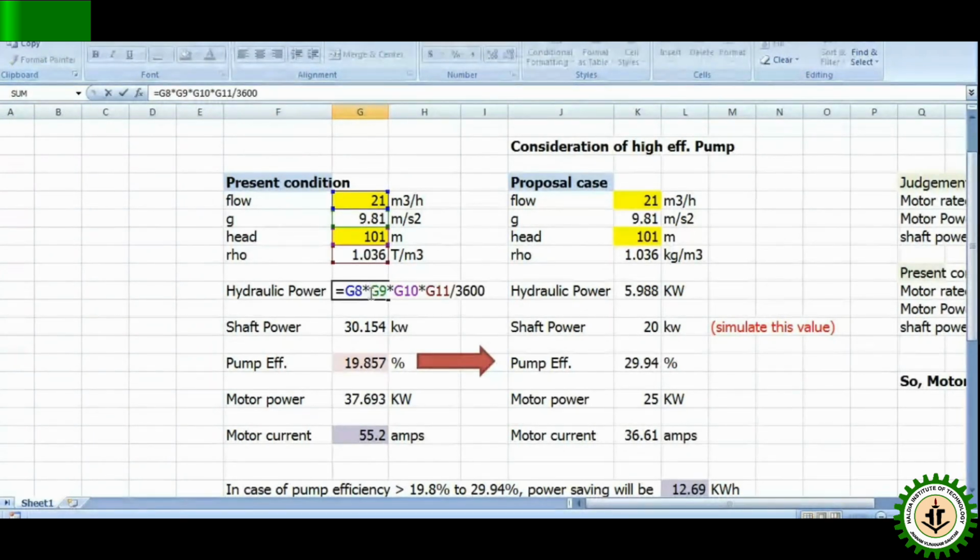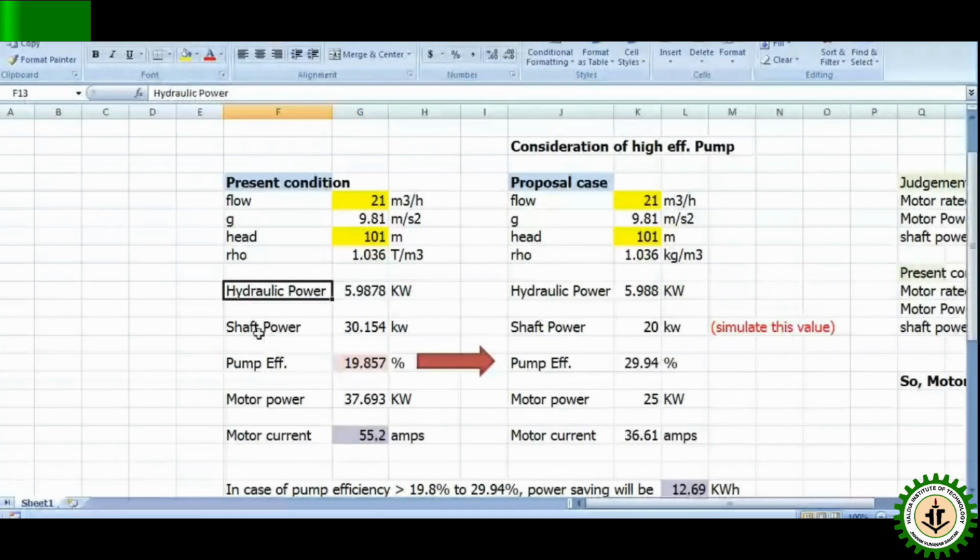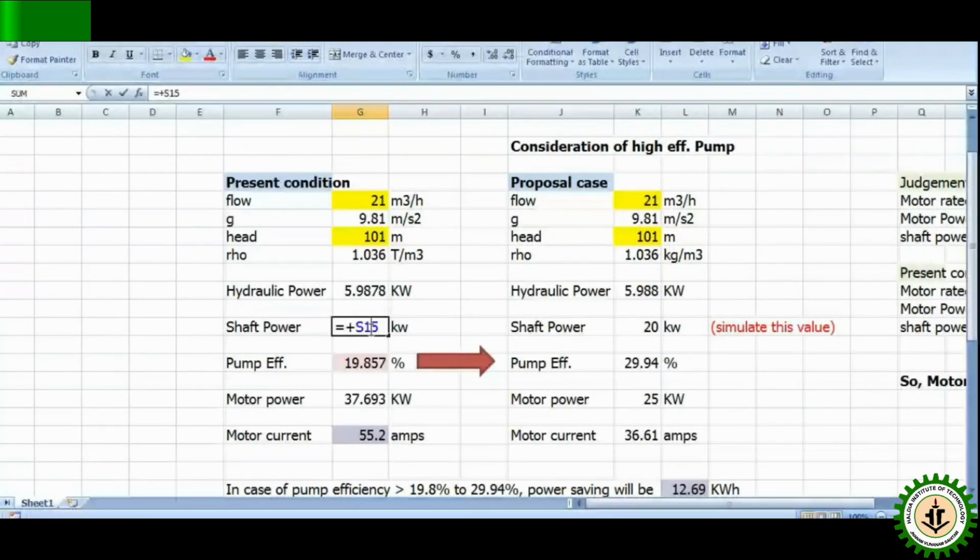I'll share this Excel, so you can get the calculation. This is called hydraulic power. Shaft power, how to do it? To get shaft power, you have to consider a certain efficiency here. By this efficiency, we do the shaft power concept. Next comes the pump efficiency and motor power. In the same way, if you divide it by the motor efficiency, you get the motor power.